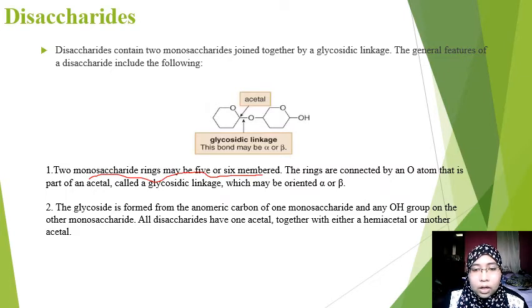The rings are connected by the O atom that is part of the acetal or glycosidic linkage, which may be oriented alpha or beta. The glycoside is formed from the anomeric carbon of one monosaccharide and any OH group on the other saccharide. All disaccharides have one acetal together with either a hemiacetal or another acetal.